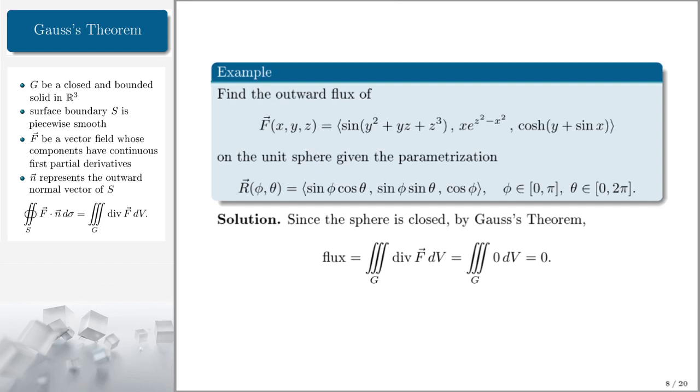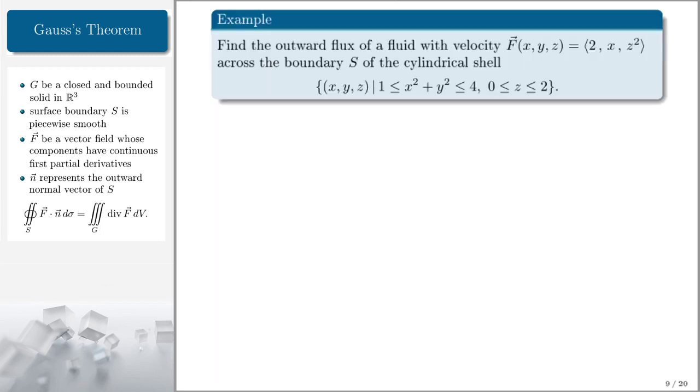Now we see that Gauss's theorem will be very useful, especially if the divergence is simple. Of course, in general, that is not true. We need to know how to evaluate a triple integral as is demonstrated by our example here. So for example, I wish to find the upward flux of a fluid with the following velocity across the boundary of the cylindrical shell given as follows. It is easy to see that the divergence of F will just be 2z, which is not 0. It's also not constant, and thus we will need to analyze our cylindrical shell.